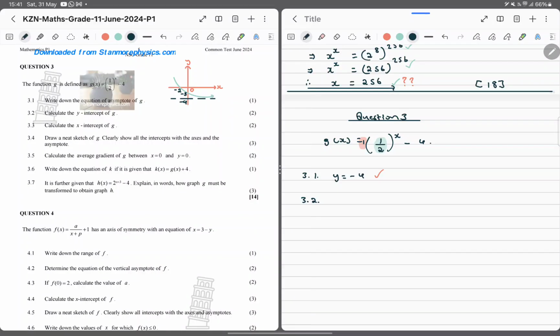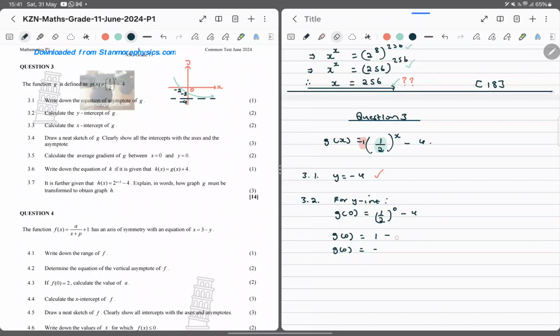3.2, calculate the y-intercept. So we say for y-intercept, it is such that we've got g of 0. Maybe let's do it below there. G of 0 is going to be equal to 1/2 to the exponent 0 minus 4. G of 0 is basically -3. Okay, maybe let's show the steps a bit.